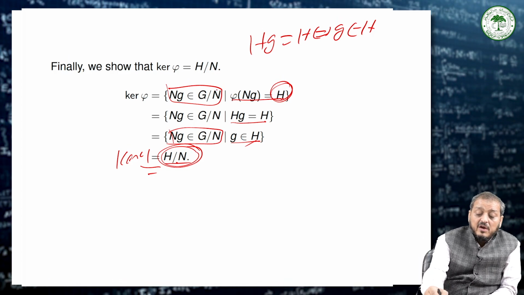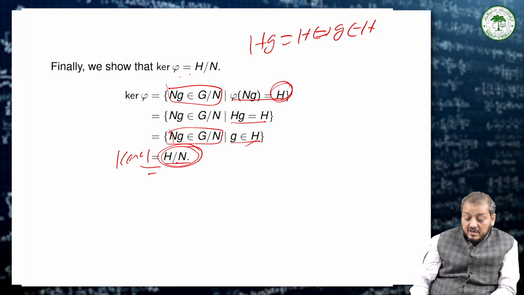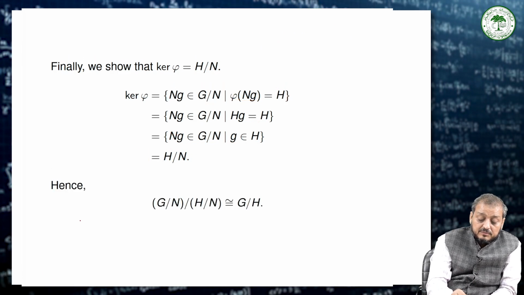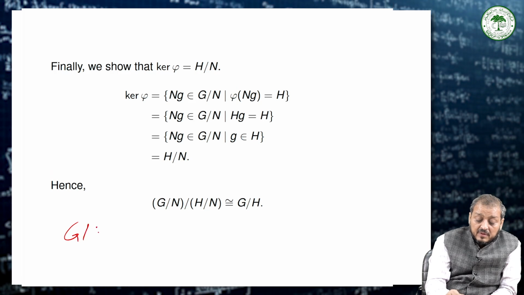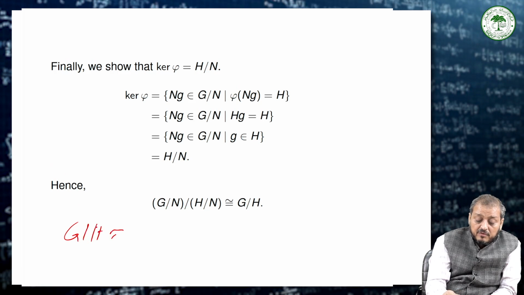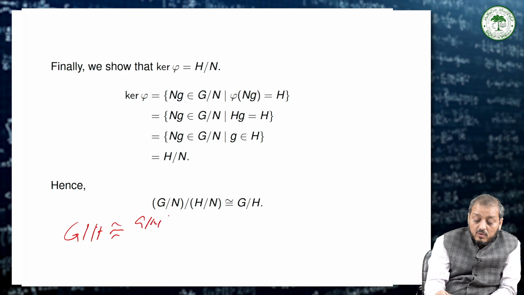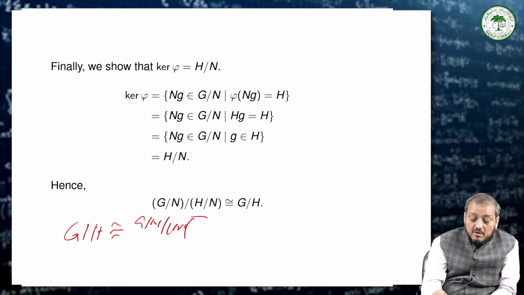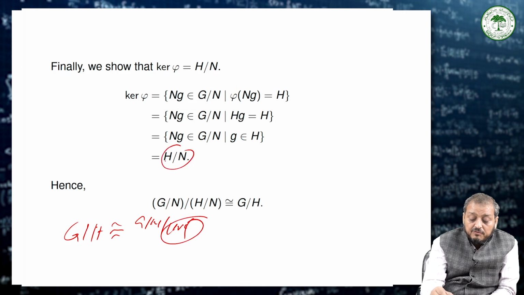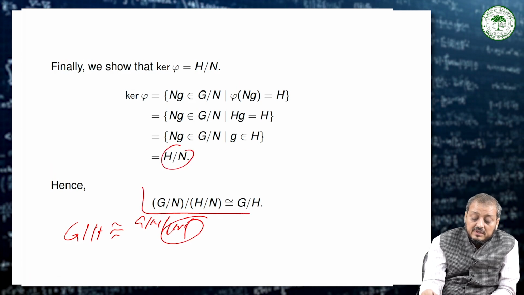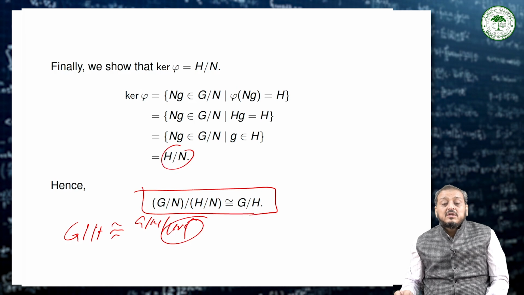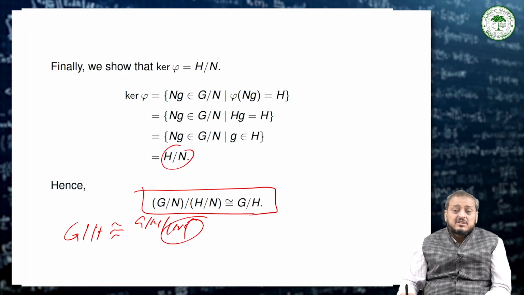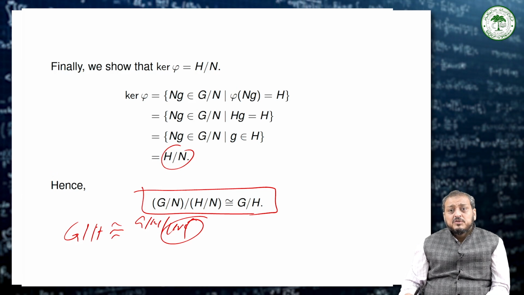So we have to show this, so that we can complete the proof by the isomorphism theorem. So we can say that G/H is isomorphic to (G/N) over the kernel of phi by the first isomorphism theorem, and the kernel of phi is equal to H/N, and then we have to complete the proof of this third isomorphism theorem. So this completes the third isomorphism theorem.